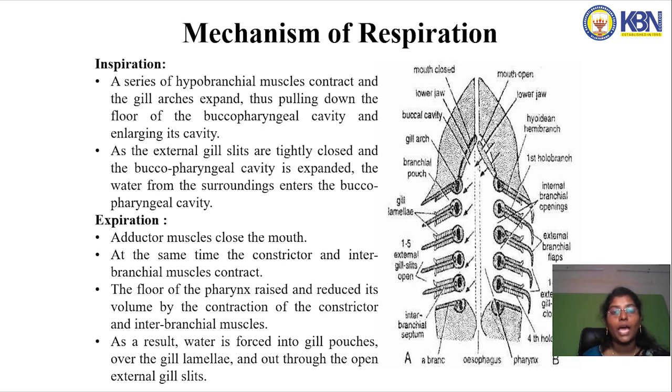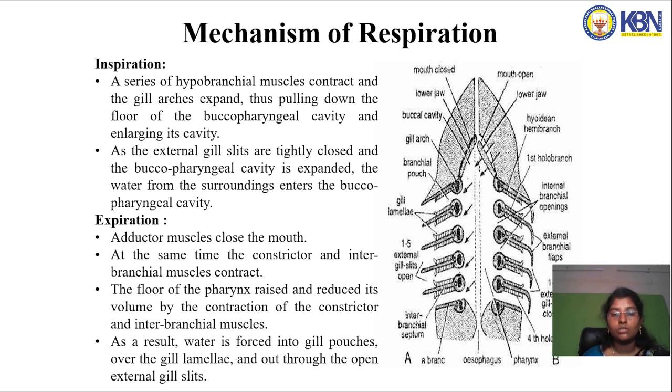A series of hypobranchial muscles contract and the gill arches expand, thus pulling down the floor of the buccopharyngeal cavity and enlarging its cavity. As the external gill slits are tightly closed and the buccopharyngeal cavity is expanded, the water from the surroundings enters the buccopharyngeal cavity. Next, expiration.